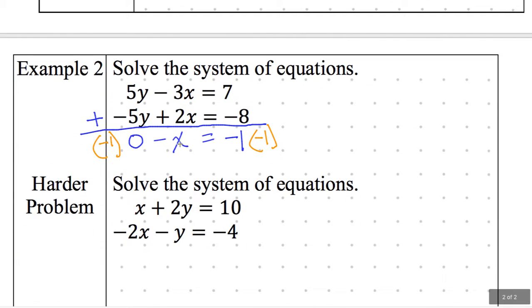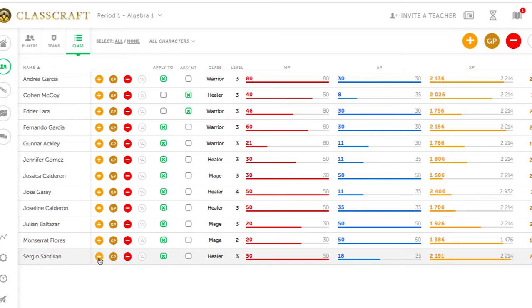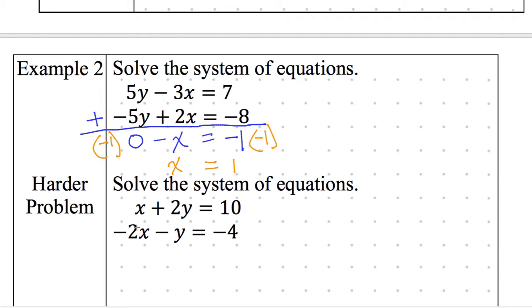-1 times -x, Sergio, is 1x, or just x. So the negative times the negative is a positive, and on the right, -1 times -1 is a 1. So x equals 1. That's my first step. Thank you, Sergio. X equals 1. I have half of the answer.